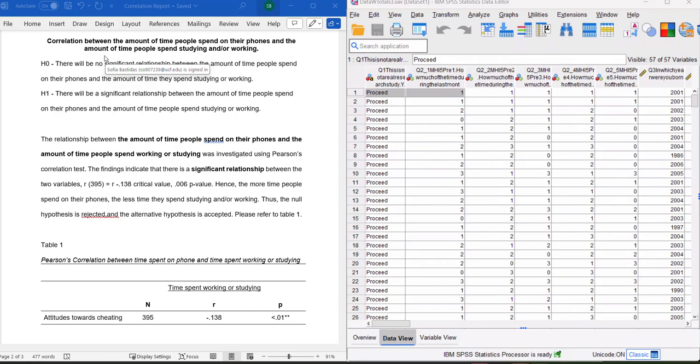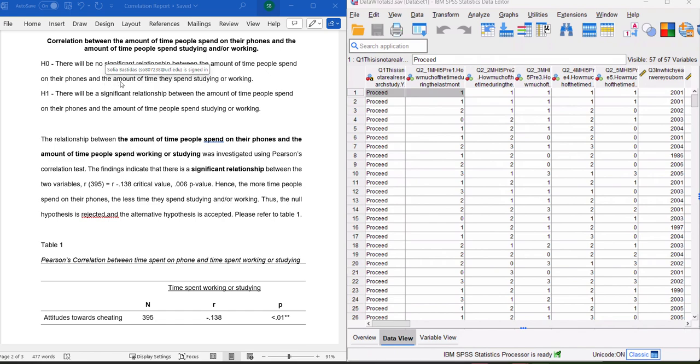I am going to run a correlation test on SPSS to examine the relationship between the amount of time people spend on their phones and the amount of time people spend working or studying. These are both continuous variables, which are required to run a correlation test.